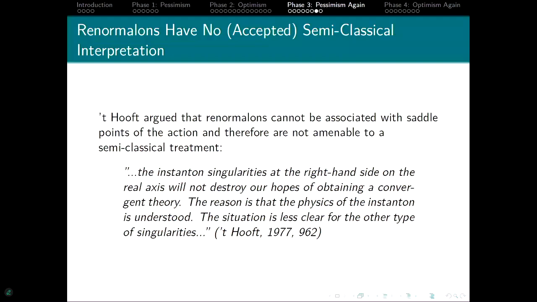So that's a key part of why he viewed these renormalon singularities as problematic, as this quote suggests. He says here, you're going to have instanton singularities on the right side of the real axis, but they don't destroy your hopes for obtaining a convergent theory. Essentially, his argument is that we know how to make sense of those singularities. They're associated with tunneling effects, and we know how to calculate those tunneling effects and add them to the perturbative content of the theory. But with these renormalons, the situation is less clear for this other type of singularity. That's the end of that quote.